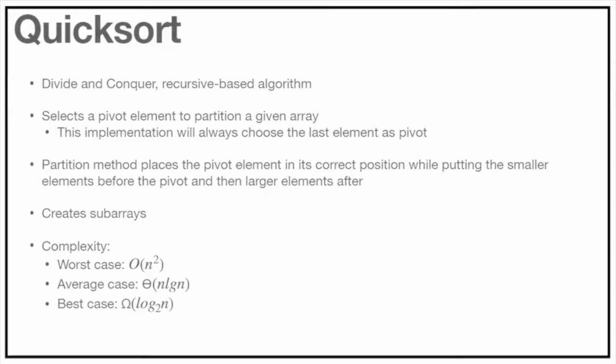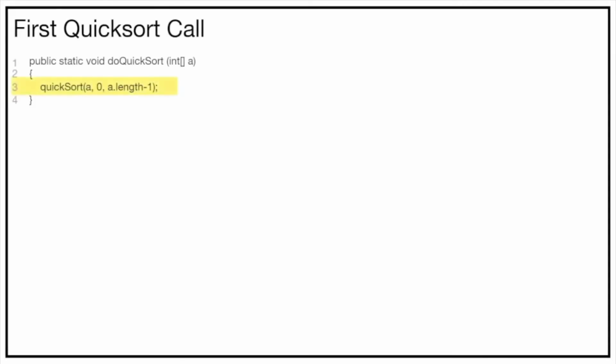Now we have an example of our first quicksort call. Here we have the method that we actually call. From there, it'll call the actual quicksort method, which will take the array A, the beginning and ending index of the array we wish to sort.